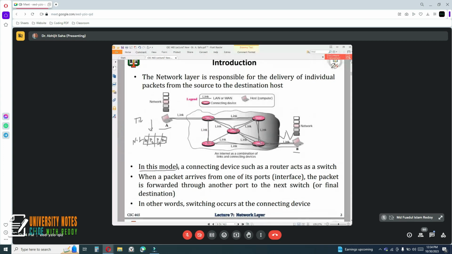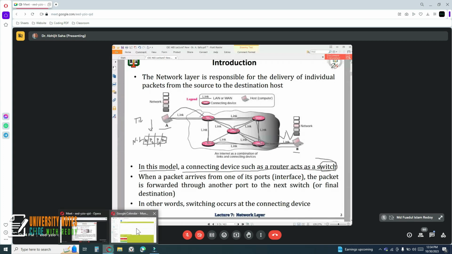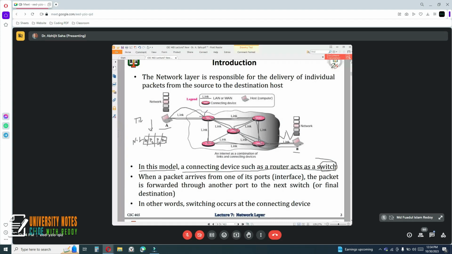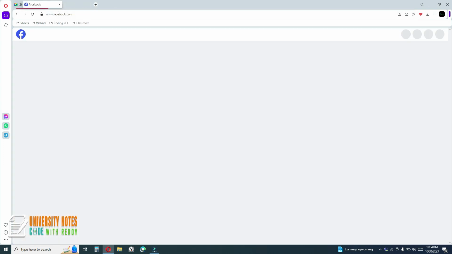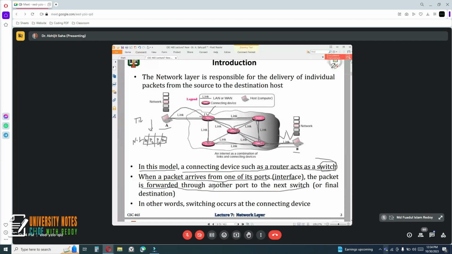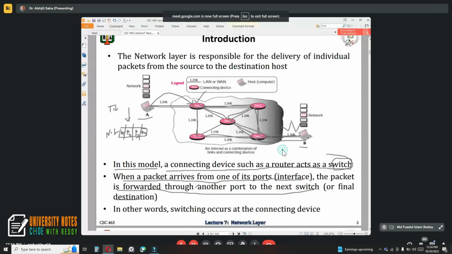It says that in this model, a connecting device such as a router acts as a switch. It is talking about a packet you are sending to that router. The router needs to decide where to send it. You can see that in this example, this router is directly connected with 3 routers. So when a packet arrives from one of its ports or interfaces, the packet is forwarded through another port to the next switch or final destination. In other words, switching occurs at the connecting device.